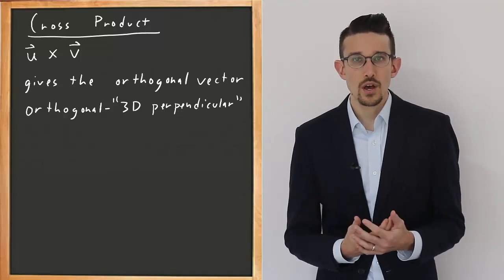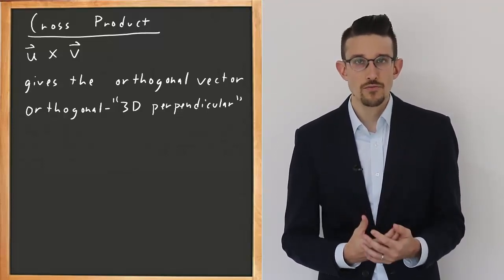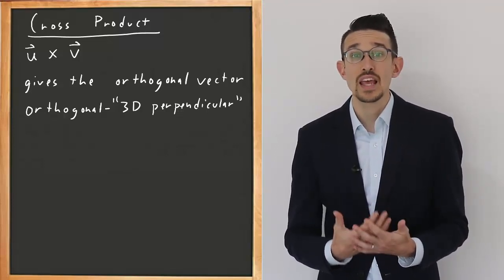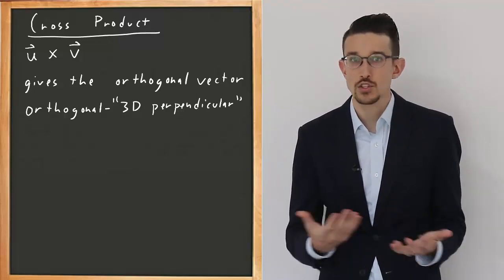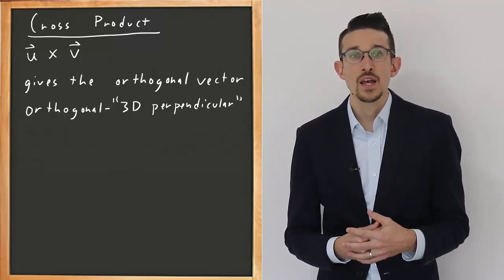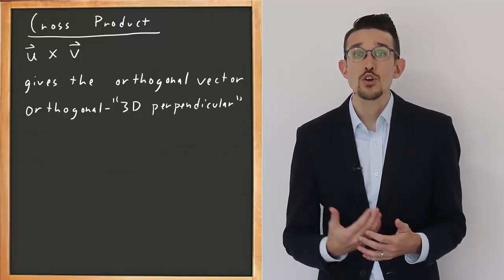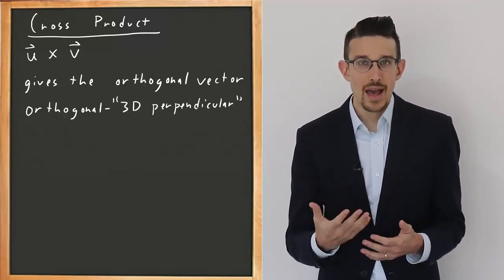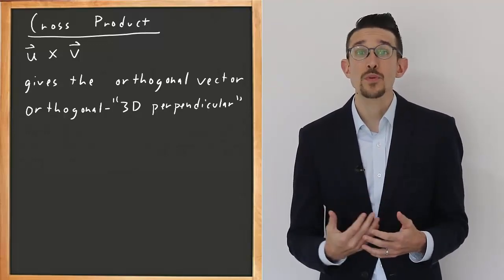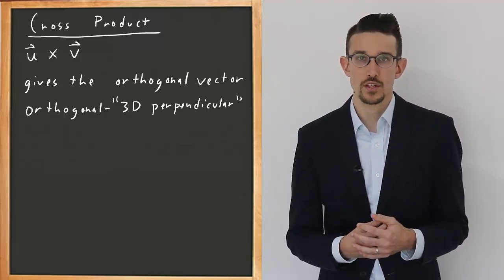So when we talk about orthogonal, what we're really saying is we have 2 vectors, and those 2 vectors create a plane. They exist in some plane. Any 2 vectors exist in some plane. And we are now going to find a vector which is perpendicular to that plane. And that is the orthogonal vector. It's perpendicular to both of our given vectors.